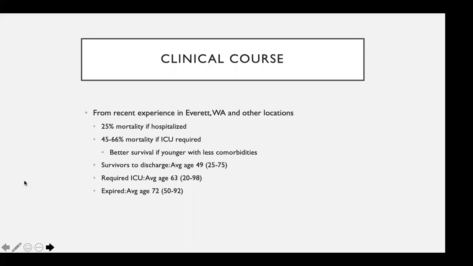So, clinical course. This is looking at data from Everett and Swedish. They had a 25% mortality for patients who were hospitalized. If they ended up in the ICU, that mortality was around 66%. Some other centers are reporting a little bit lower. They're extubating about half of the patients in the ICU. The average age for survivors is younger, 49. Those requiring the ICU average a slightly higher age, again at 63.